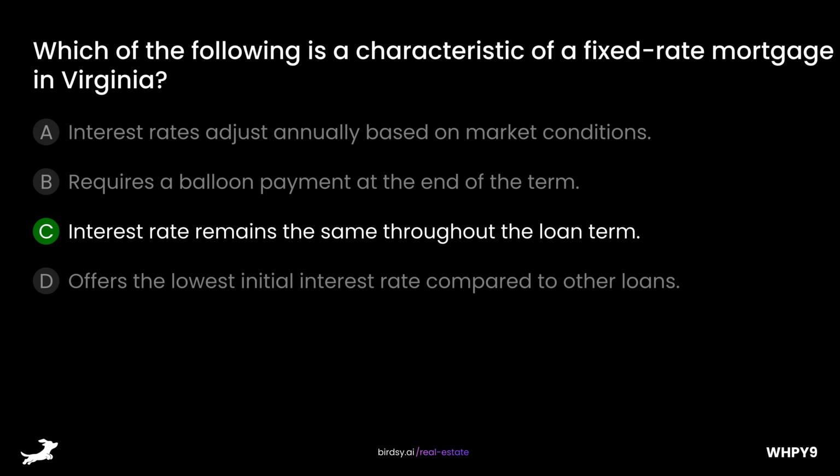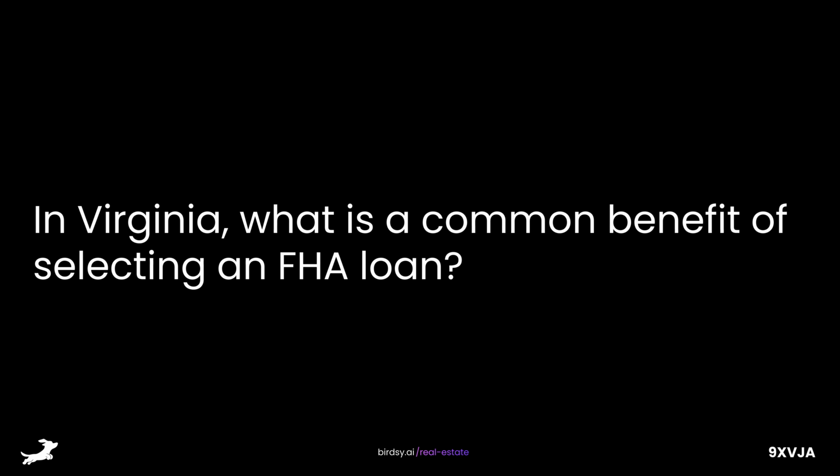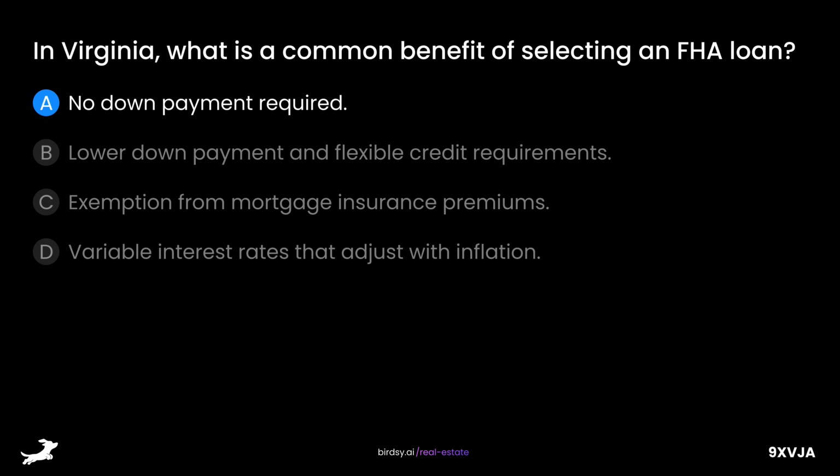The answer is C, interest rate remains the same throughout the loan term. A fixed-rate mortgage has an unchanging interest rate throughout the loan term, providing stability in monthly payments. This is a common choice for borrowers seeking predictable expenses. In Virginia, what is a common benefit of selecting an FHA loan? Is it A, no down payment required, B, lower down payment and flexible credit requirements, C, exemption from mortgage insurance premiums, or D, variable interest rates that adjust with inflation?